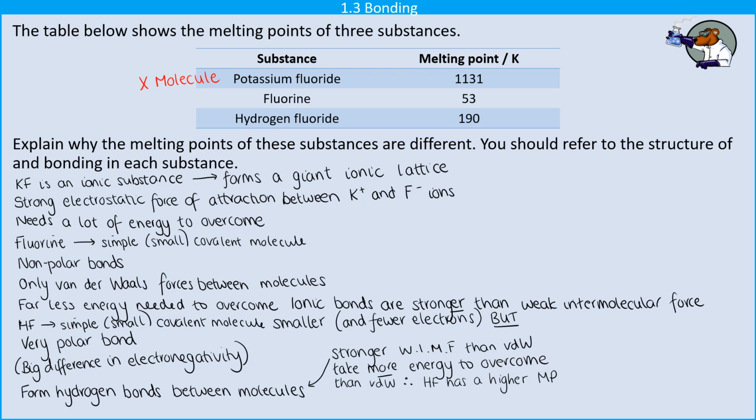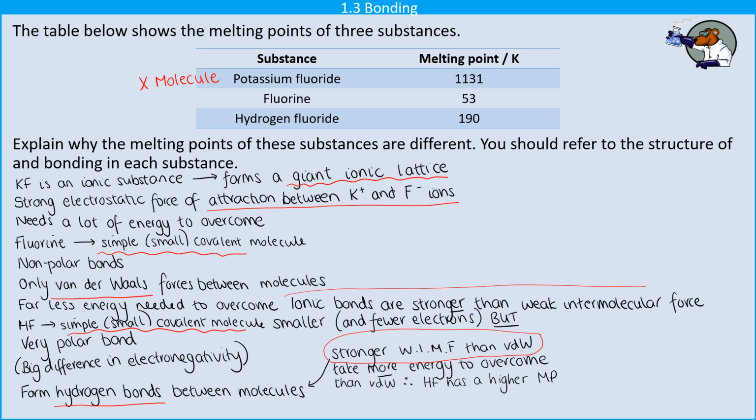So our structures are the fact that potassium fluoride is a giant ionic lattice, where the other 2 are simple covalent molecules. And then the bonding, we need to have talked about the attraction between the positive and negative ions in potassium fluoride, and then the van der Waals forces in fluorine, and the hydrogen bonds between hydrogen fluoride molecules. And then lastly, we need these comparisons of the strength of these. So the idea that the ionic bonds are stronger than the weak intermolecular forces, and the hydrogen bonds are stronger than the van der Waals forces.